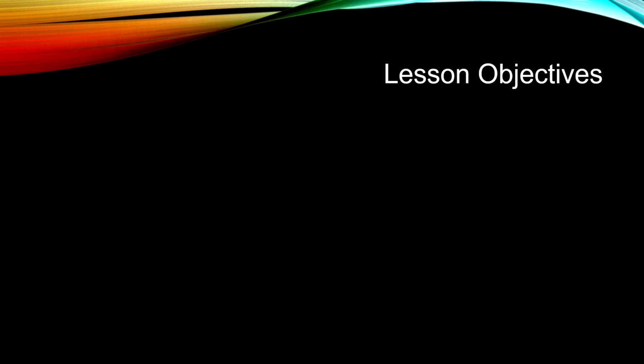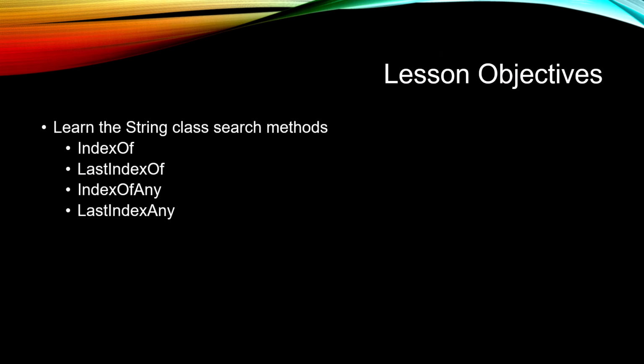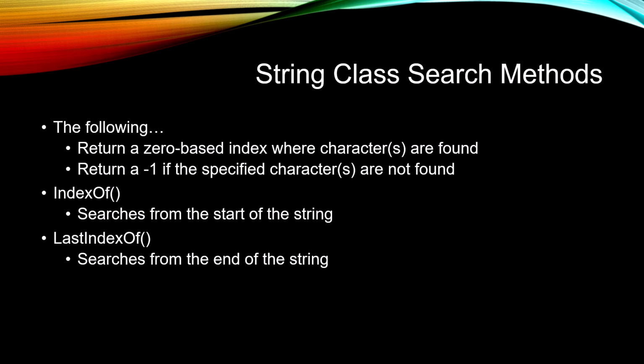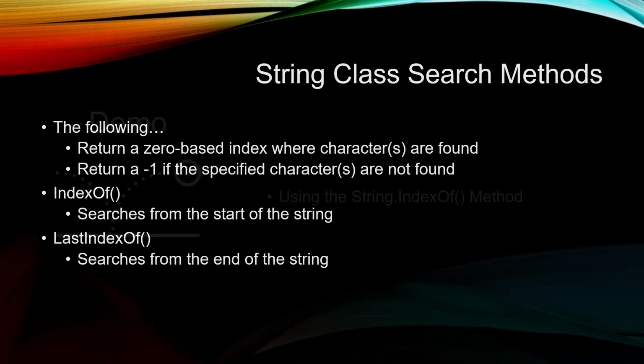For this lesson, I'm going to assume that you are familiar with C# and .NET. In this lesson, we're going to learn the string class search methods, such as IndexOf, LastIndexOf, IndexOfAny, LastIndexOfAny. Now, the following two methods return a zero-based index where the character or characters are found. It'll return a -1 if the specified character or characters are not found. There's IndexOf, which searches from the start of the string, and LastIndexOf, which searches from the end of the string.